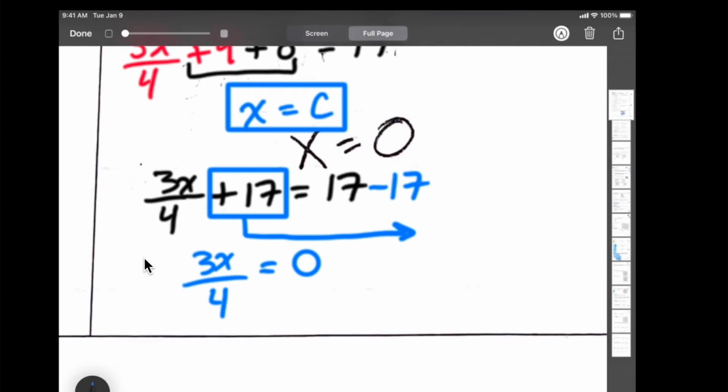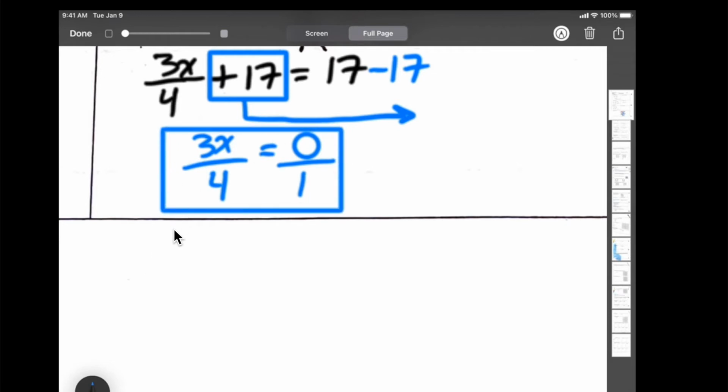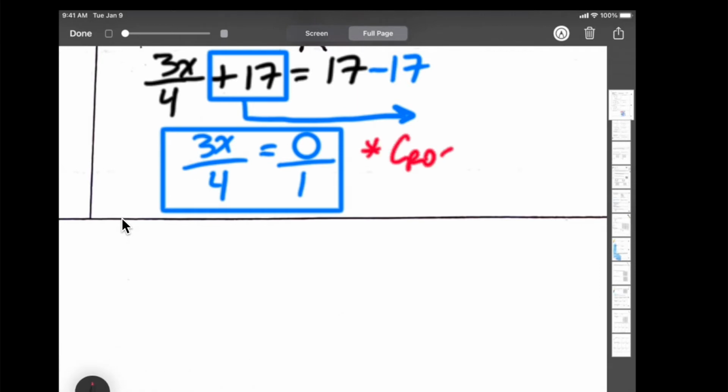But if you're not sure, this is how we can handle this. We could change this to a fraction, 0 over 1. We now have 2 fractions facing each other with an equal sign. Whenever you have this construct, a fraction equal to another fraction, we are allowed to do something very powerful in math called cross multiply.